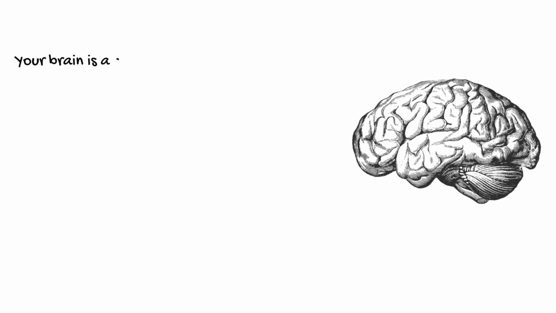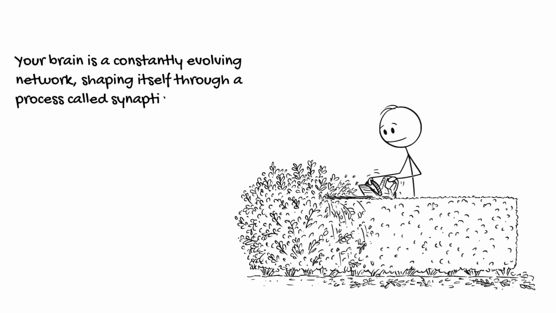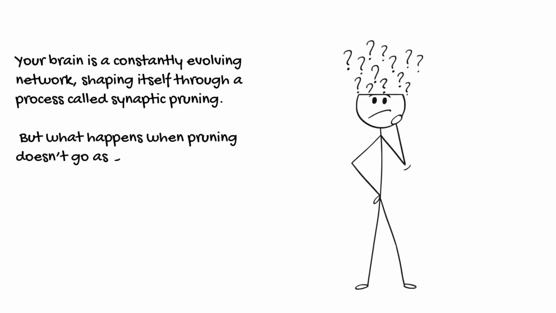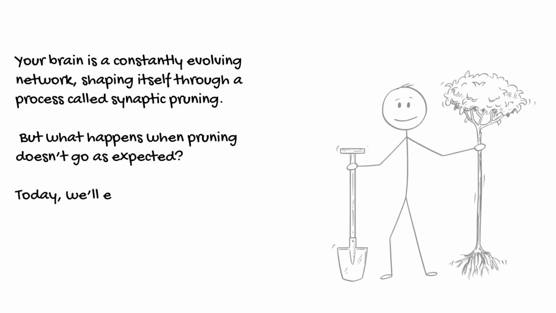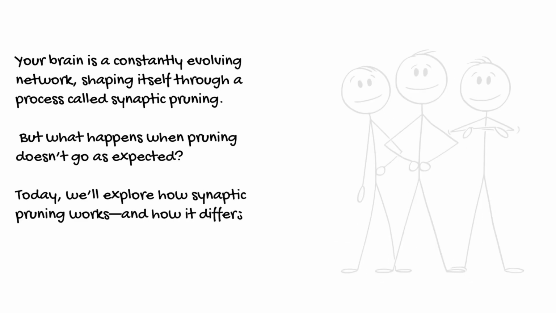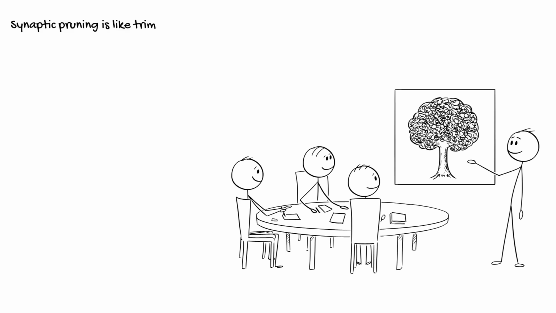Your brain is a constantly evolving network, shaping itself through a process called synaptic pruning. But what happens when pruning doesn't go as expected? Today, we'll explore how synaptic pruning works and how it differs in autism, ADHD, and AuDHD, which is autism and ADHD combined. Synaptic pruning is like trimming a tree.